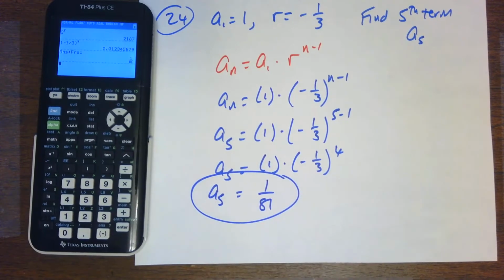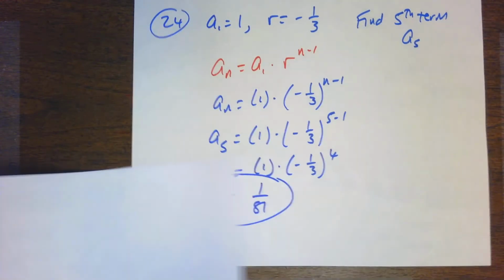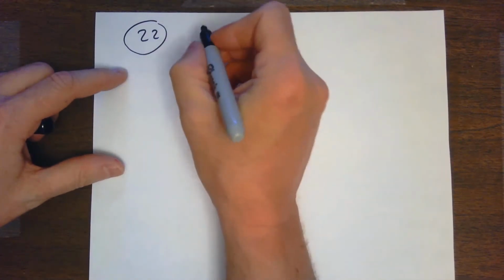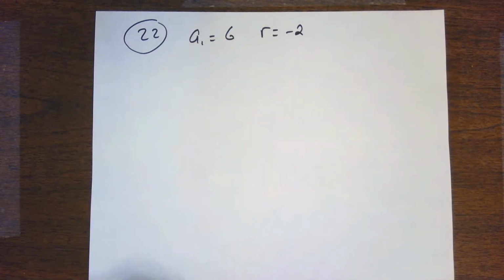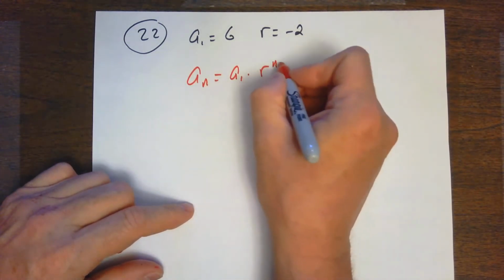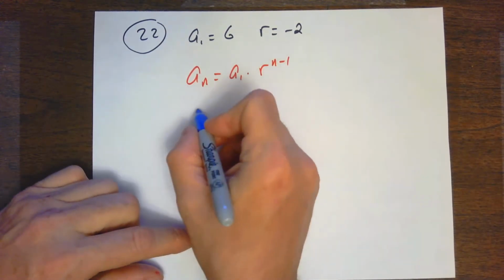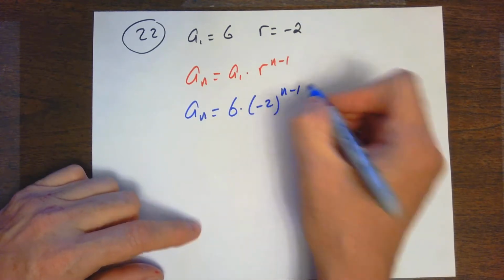Okay, so these are all nice, but what happens if it's not a 1 here? So I want to do an example now where the first term is not 1. The example I'm going to use is number 22. And it says that a sub 1 is 6 and r is negative 2. All right, so the formula says a sub n equals a sub 1 times r to the n minus 1. Creating a formula for this geometric sequence, a sub n equals 6 times negative 2 to the n minus 1.